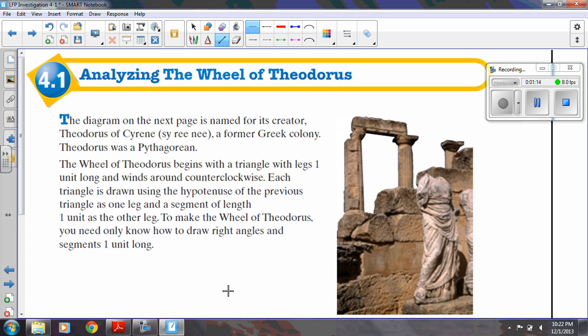Now, I previously told you that Pythagoras got a lot of credit for some things that maybe he had some credit in creating, but maybe he didn't, because his followers were very loyal and gave him a lot of the credit. But one of his followers' name was Theodorus. And Theodorus, even though he was a Pythagorean, he did take credit for this creation that we're going to talk about. And it's called the Wheel of Theodorus.